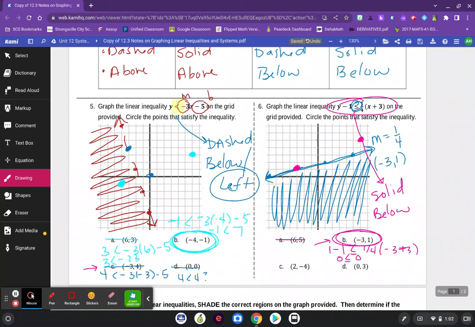All right, how about 2, -4? 2, -4 is here. Yep, that is in my shaded region. And how about 0, 3? Well, 0, 3 is not in the shaded region, so that's not a solution.